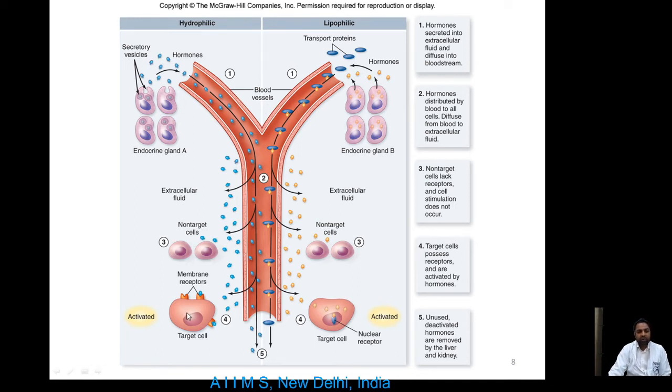Okay, so for example, you can see here it finds its receptor, and it is hydrophilic, which means it will not cross the cell membrane. If you can appreciate here, the hormone has a receptor on the membrane of the target cell, right? Whereas with the lipophilic, the same thing happens. They have a receptor in the nucleus or in the cytoplasm. Then how is it activated?